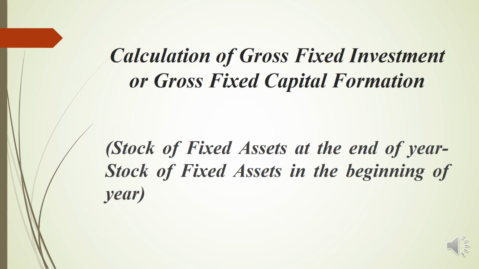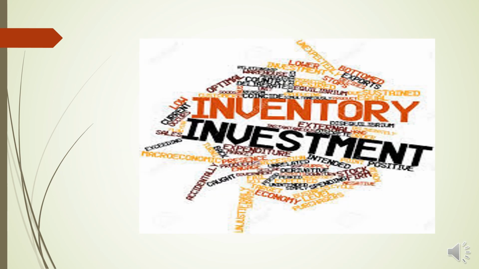Calculation of gross fixed investment. It means how the gross fixed investment can be calculated, and there is a formula. Stock of fixed assets at the end of the year minus stock of fixed assets at the beginning of the year. It means that when the stock of fixed assets at the beginning of the year is deducted from the stock of fixed assets at the end of the year, we get gross fixed investment.